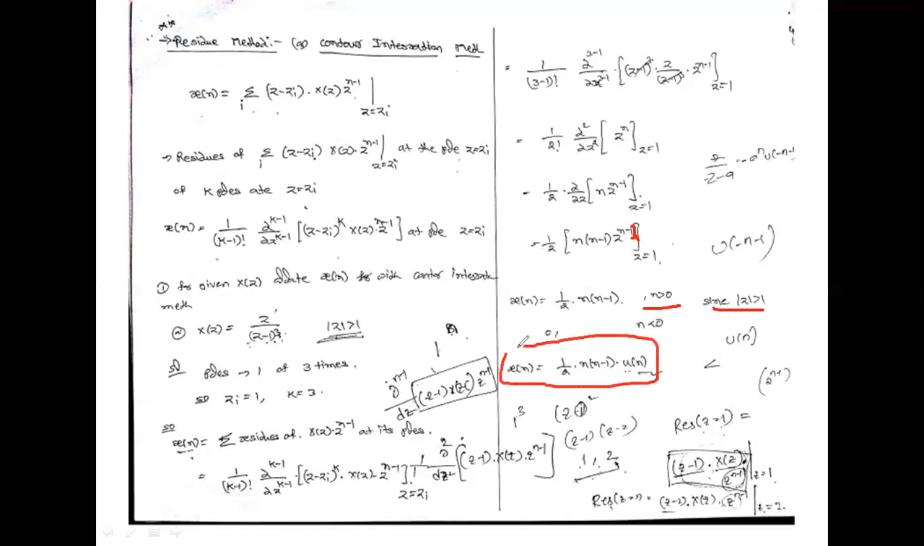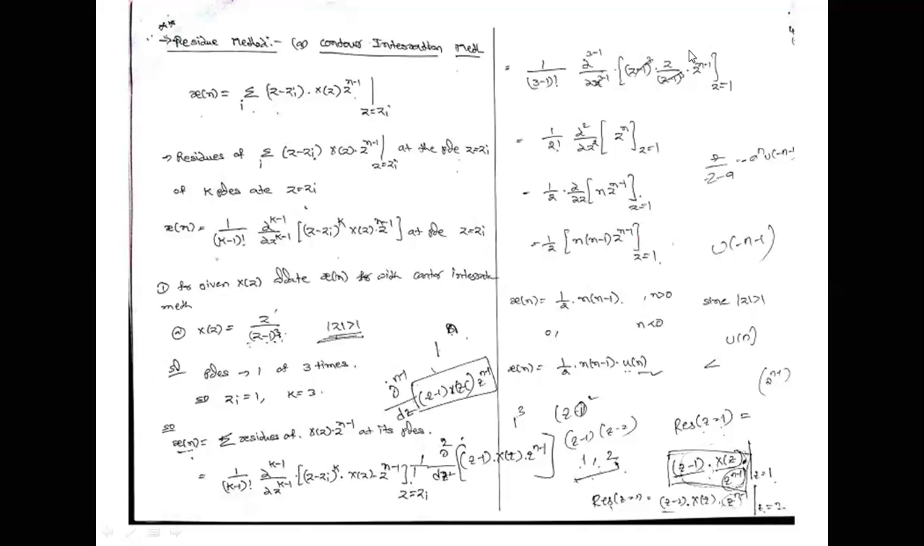By using the residue method, the formula is 1 by k minus 1 factorial, dou power k minus 1 by dou z power k minus 1, of z minus zi whole power k, x of z into z power n minus 1. In this function, k is the power of the denominator and zi is the pole, where the pole is repeated. That pole we are taking here. Got it, my students?